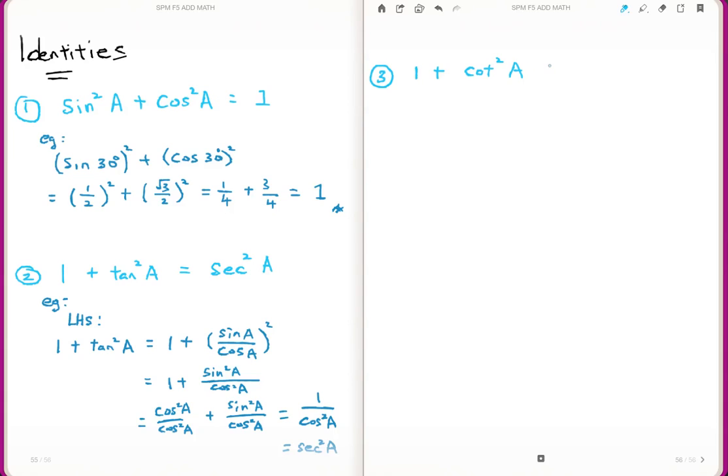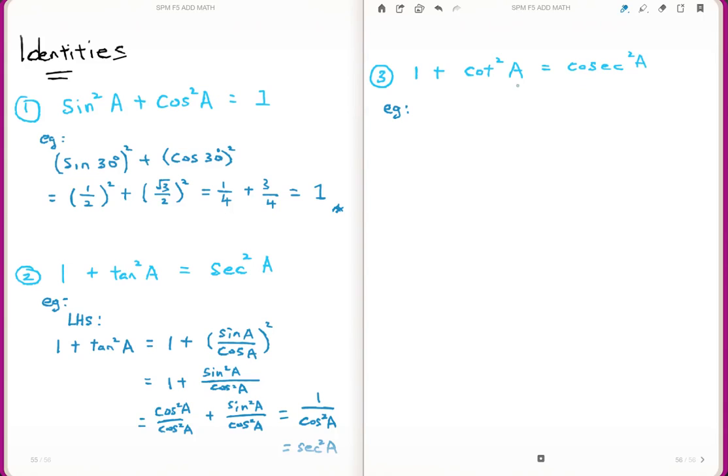1 plus cotangent squared A is actually cosecant squared A. Okay, this is very similar to how I prove the second identity. I think it's good also to show you how to do it. You may pause my video, take my challenge to prove it yourself. You may pause it now. Okay, if you didn't pause it, welcome back. I hope you managed to prove this.